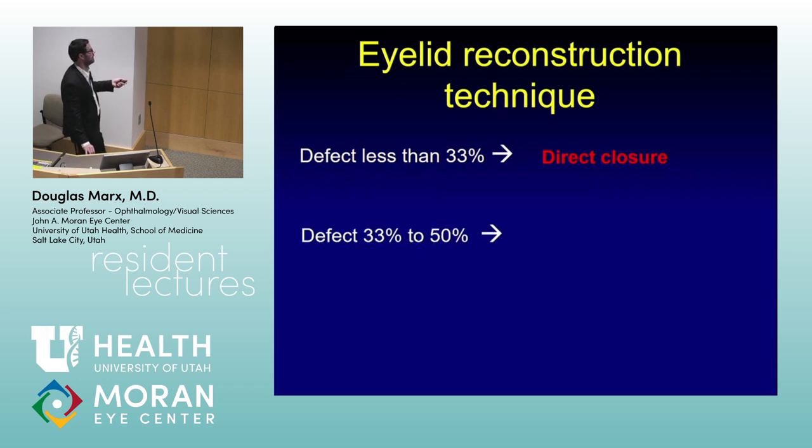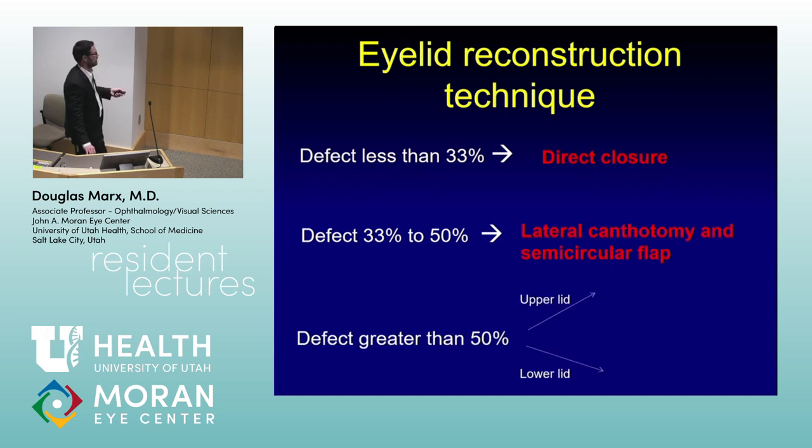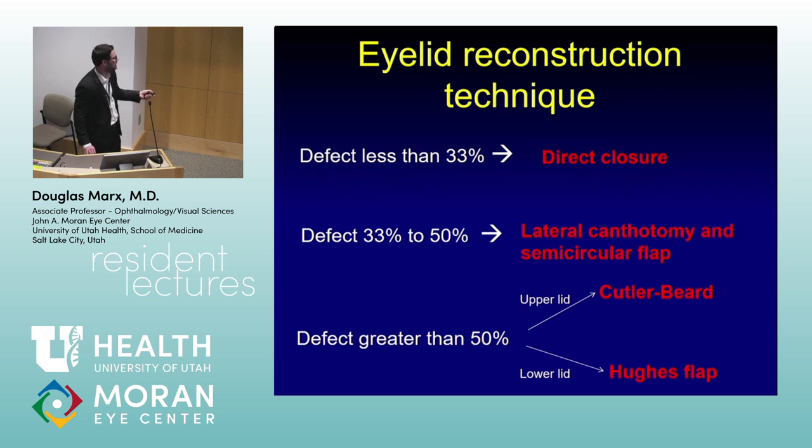But anyway, for 30 to 50, lateral canthotomy and semicircular flap or tensile, right? And then defect greater than 50, Cutler-Beard. For your intents and purposes, that's what I would say. Realistically, for me, that's still a tensile flap. I only do a Hughes if it's more than 90%, and then I never do that. I would do all kinds of other stuff, but for your intents and purposes, that's what you do.